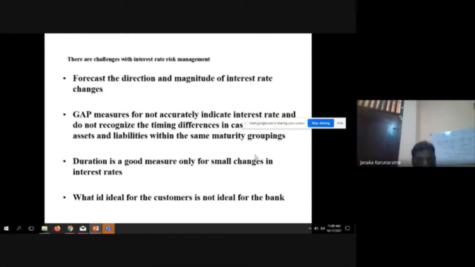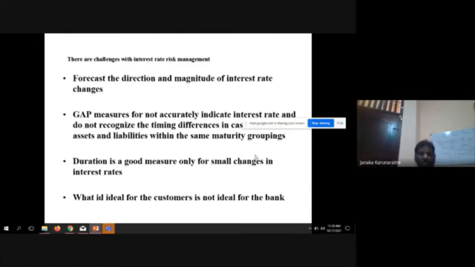So there are challenges with interest rate risk management. What are those? Forecast the direction and magnitude of interest rate changes. Now when you look at the future, it is something very difficult. That one is, what is the direction? Certain economies, this is very easy, but certain other economies, this is not an easy thing. So how do you foresee the yield curve? What could be the interest rate direction? Whether you expect a rising interest rate scenario based on macro variable factors, whether you expect rates to remain at the same levels without significant changes, or rates to decline.